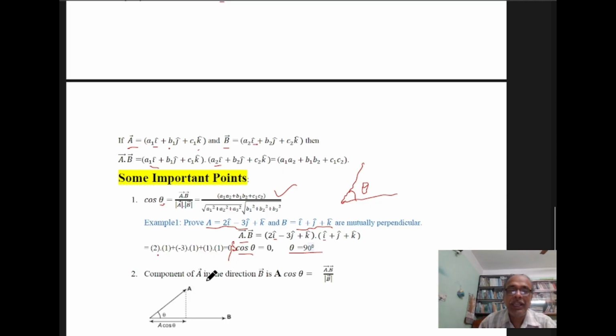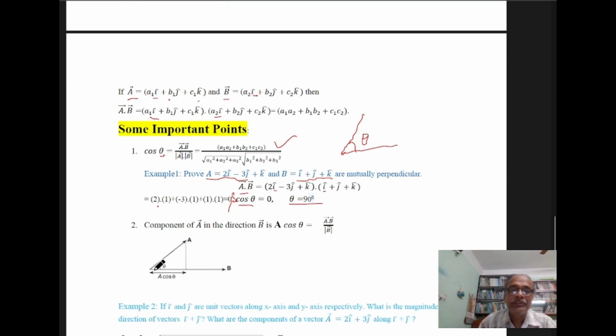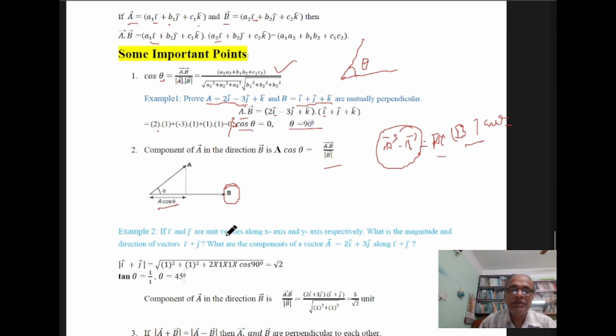Now another thing, see, suppose this is a vector A. Now we have to find the component of A along B. What is the component of A along B? This is A cos theta, magnitude of A cos theta. Now you know that A dot B equals magnitude of A, magnitude of B, cos theta. So what will be A cos theta? This divided by the magnitude of this. Okay. With an example, we explain that one.